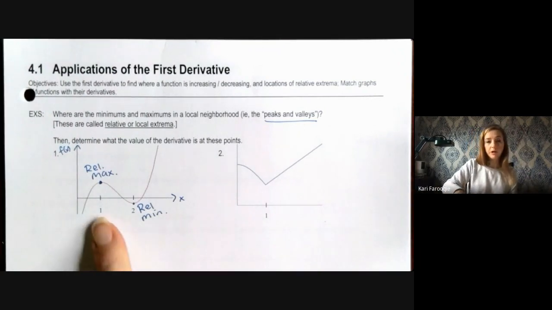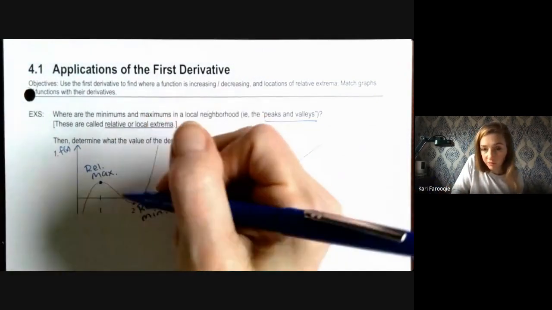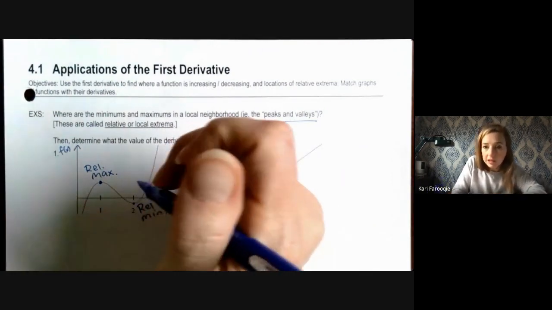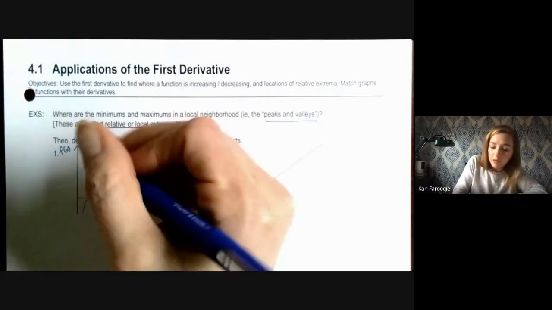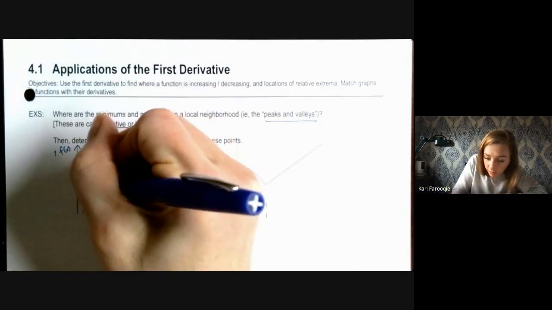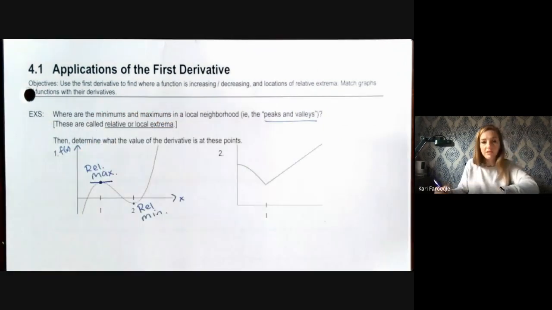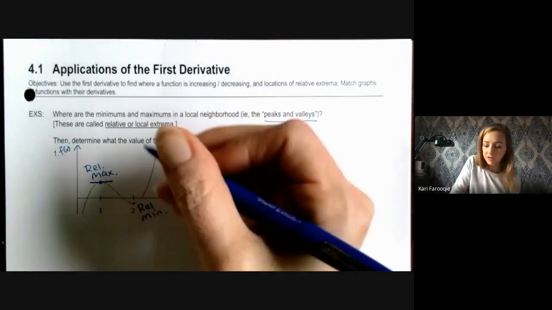I know that when x is 1, I have a relative maximum. And we've sort of been leading into this idea for a while. But when you have a maximum value, you get to this place where the slope of the tangent line is 0 because it's horizontal. The slope of a horizontal line is 0. Same idea with the minimum.